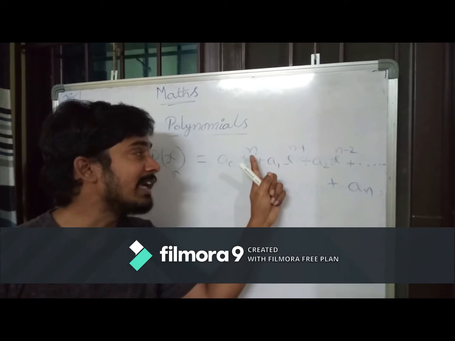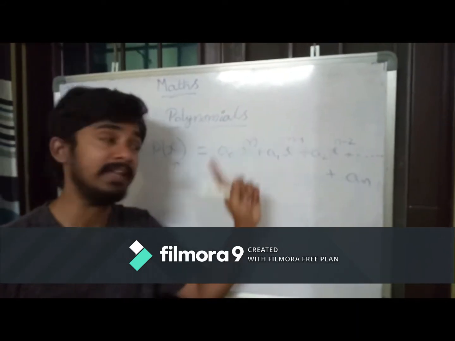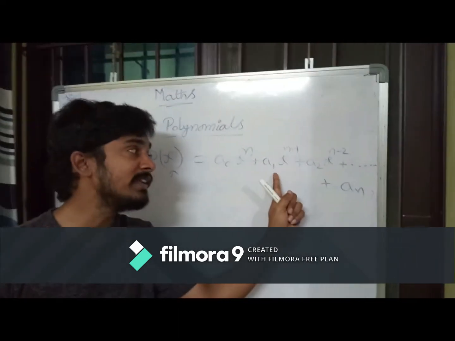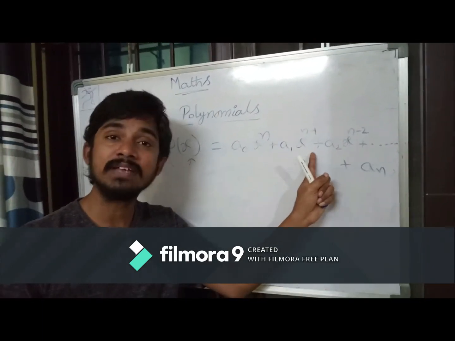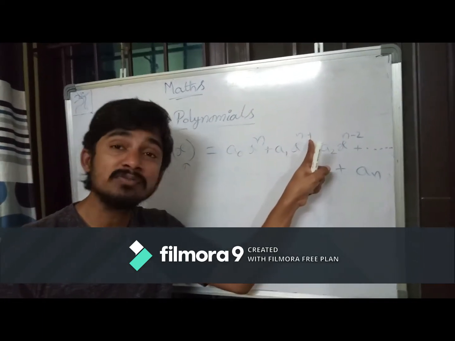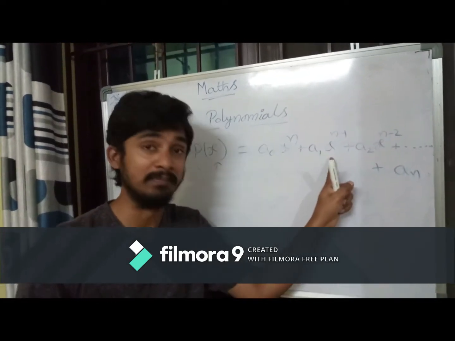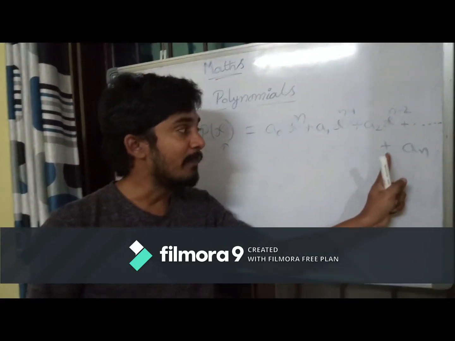Here the power of variable x is n. In the term a1 into x power n minus 1, a1 is the coefficient of x power n minus 1. Here n minus 1 is the power of variable x, and so on, plus an.